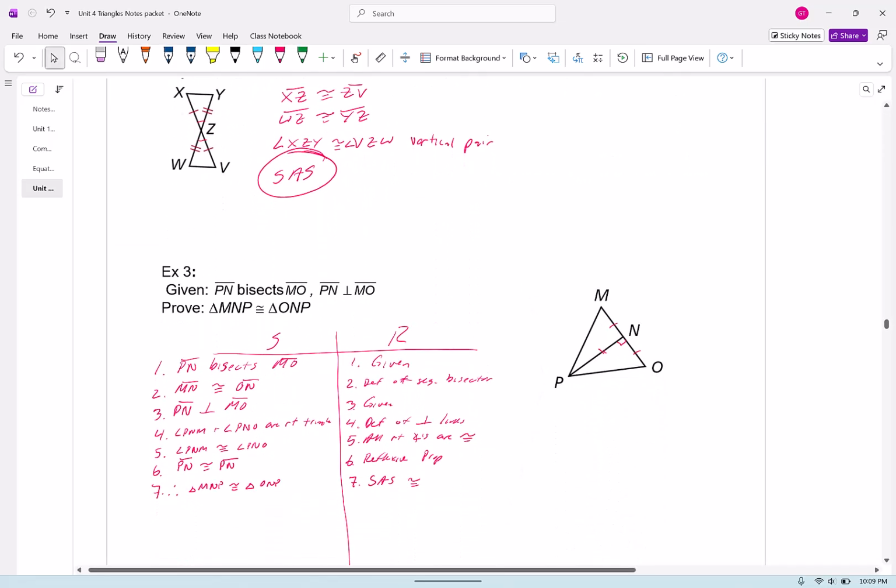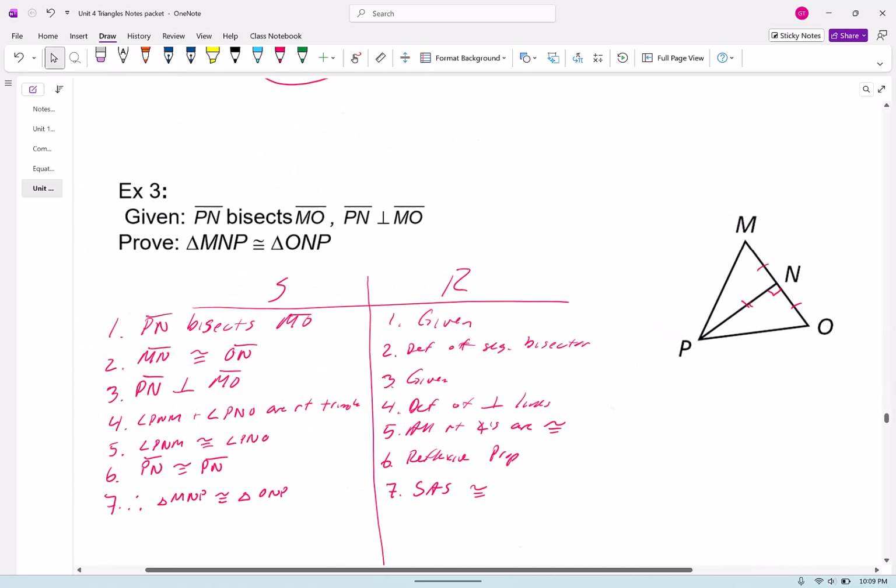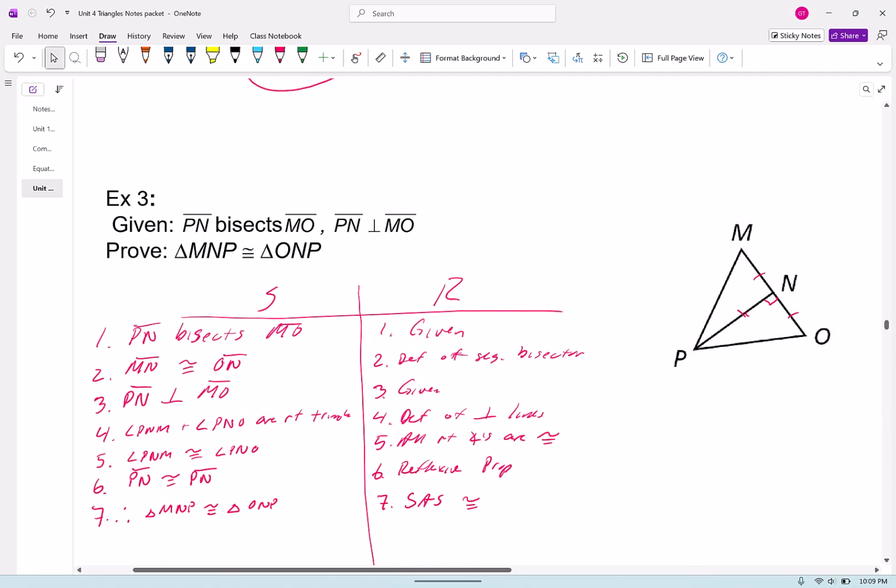All right, we have another example here, right? So we have a shared side, so PN equals PN, that's reflexive. So this is a little bit more of a proof, okay, to prove that these two triangles are in fact the same. So we have PN bisects, so since it bisects, M and O are going to be the same. We see that PN and MO are perpendicular, so it's a perpendicular bisector, creating a 90-degree angle. They have a shared side of PN, and so they're going to have a side-angle-side congruency.